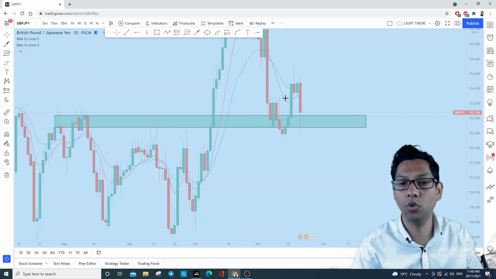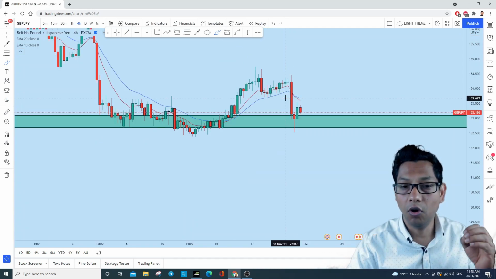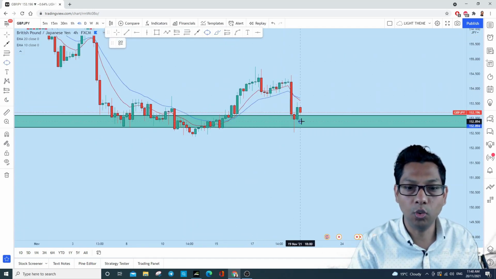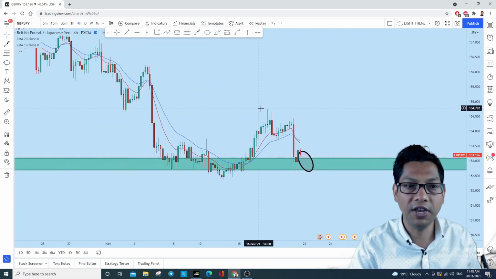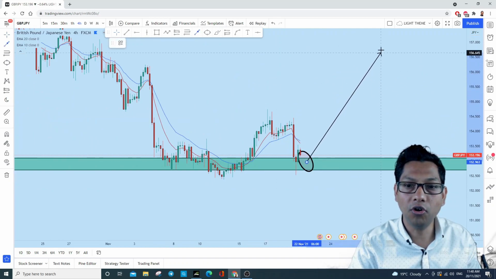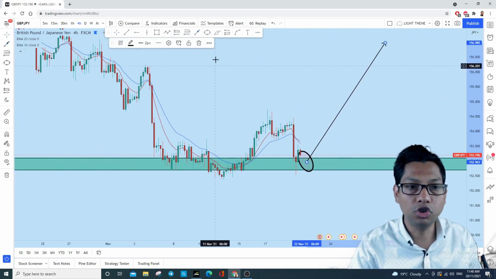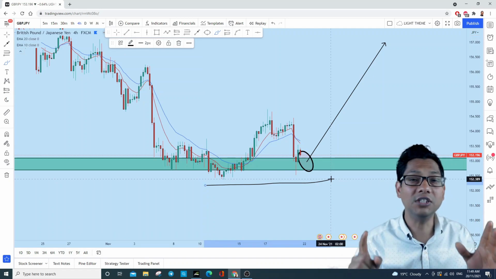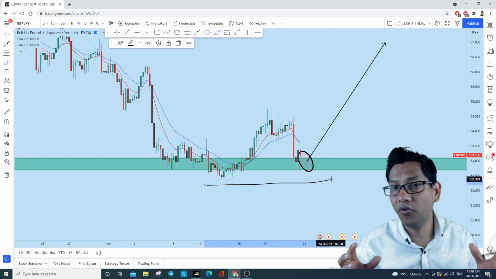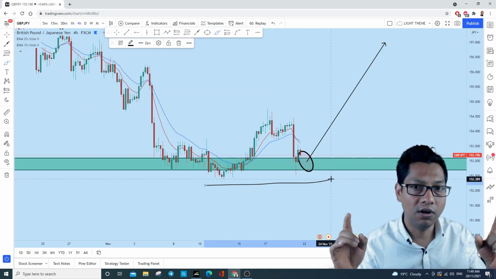As usual, we will go to the lower time frame on the 4-hour, and this is where we will keep watching on the first day of the trading week to take a long trade from here. Our stop loss will definitely be below all this low, and our take profit will be at least 1 to 3 or 1 to 5 risk to reward ratio.